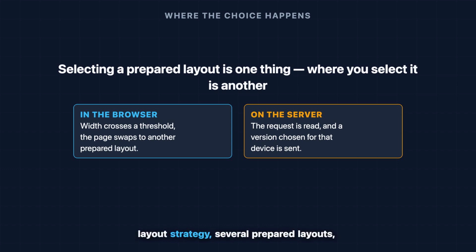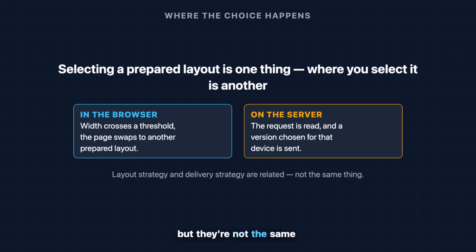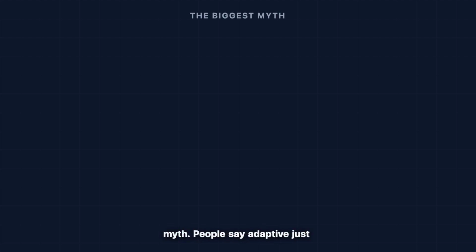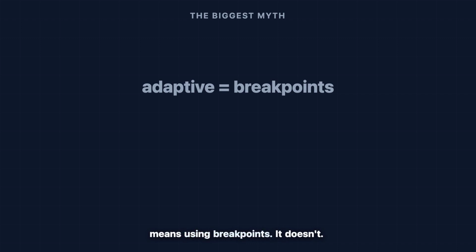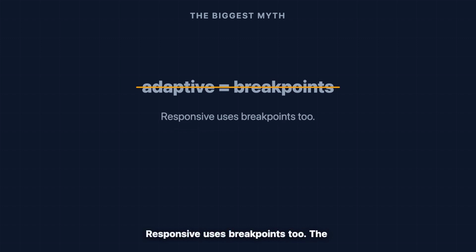The layout strategy, several prepared layouts, and the delivery strategy, where you pick one, are related, but they're not the same thing. Selecting a prepared layout doesn't automatically mean the server made that choice, which clears up the biggest myth. People say adaptive just means using breakpoints. It doesn't. Responsive uses breakpoints too.